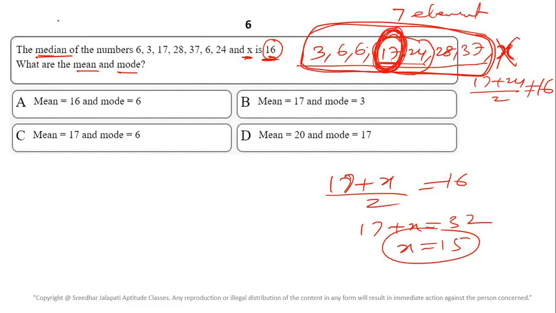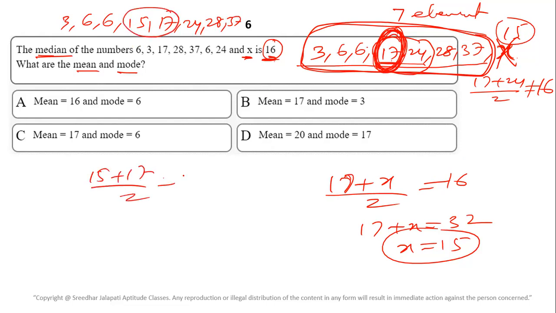If you want, you can check. After taking x as 15, if I write the data in ascending order, it will be 3, 6, 6, 15, 17, 24, 28 and 37, right? So now these two are in the middle, and the median is (15 plus 17) by 2, which is 16. Right? So now we got the x value as 15. The unknown number x is 15.